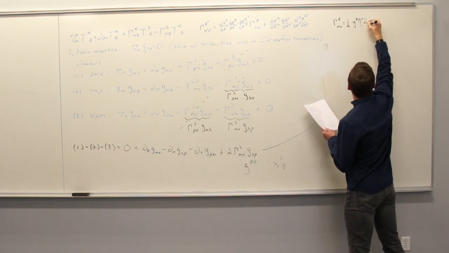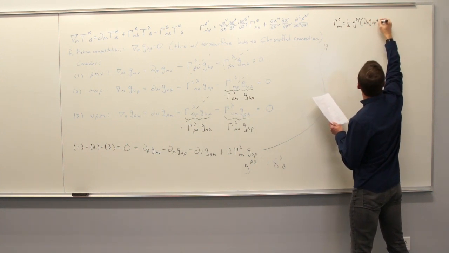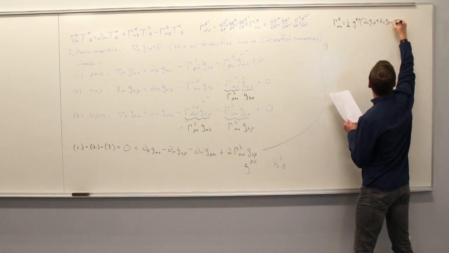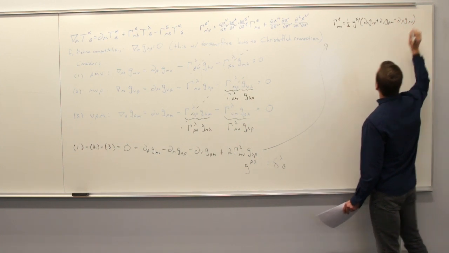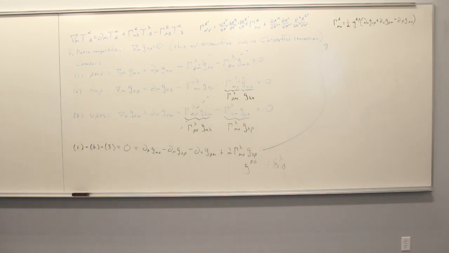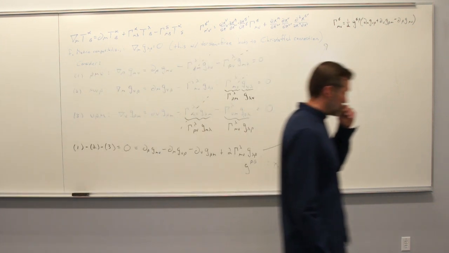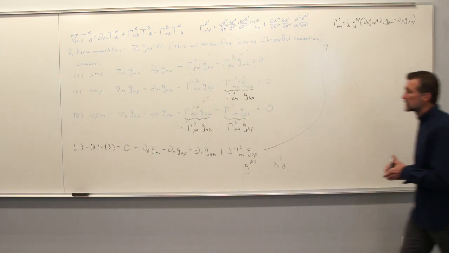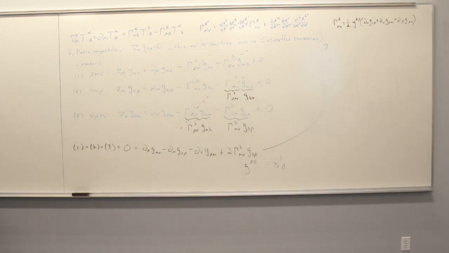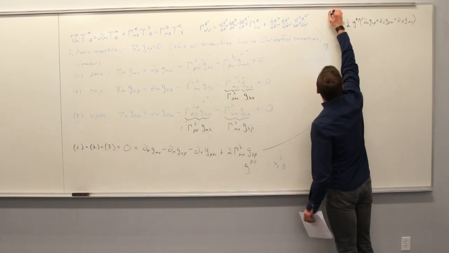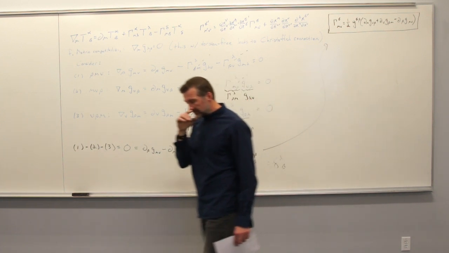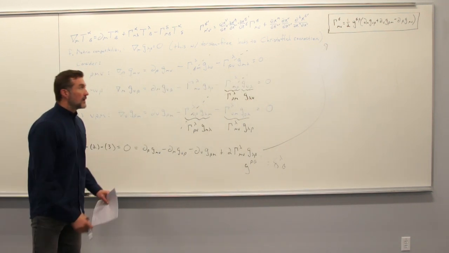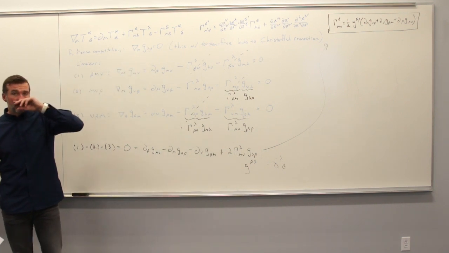Okay, so here we go. d mu g nu rho plus d nu g rho mu minus d rho g mu nu. And that is it. That is the final expression for the Christoffel connection. Remember, the Christoffel connection is unique. It takes into account all six of these properties, including among them metric compatibility, the fact that it's torsion-free, and all the other things.